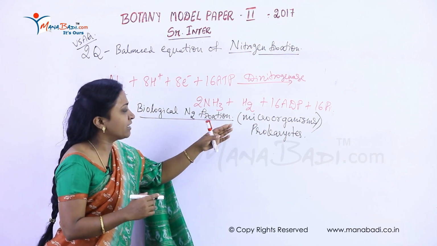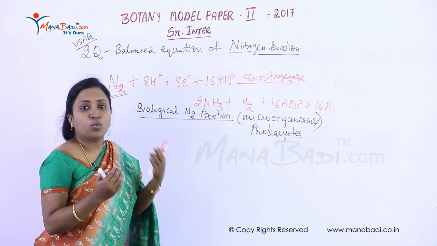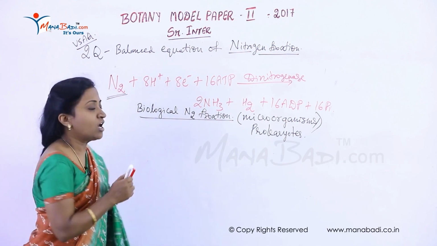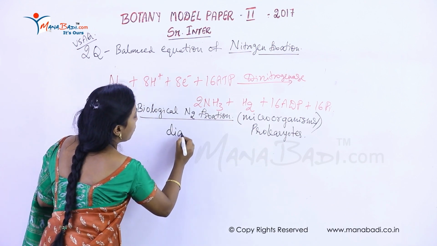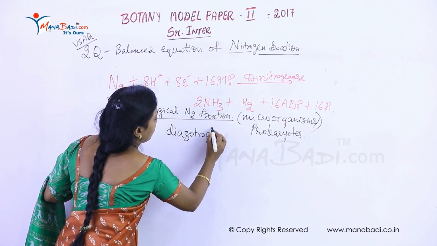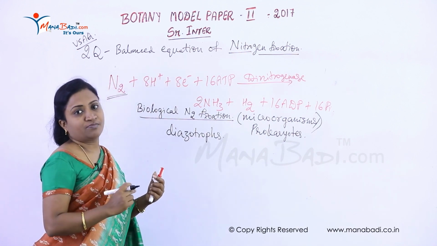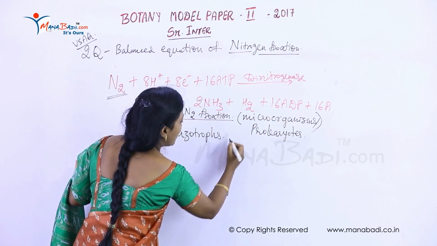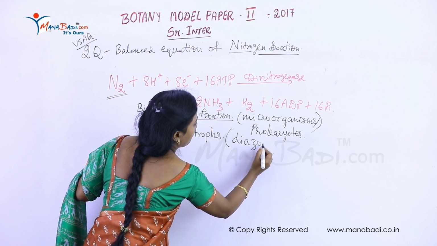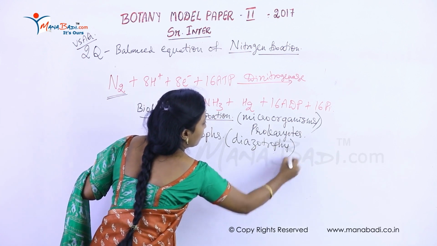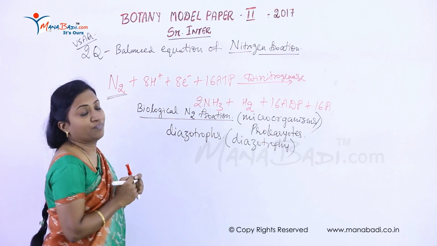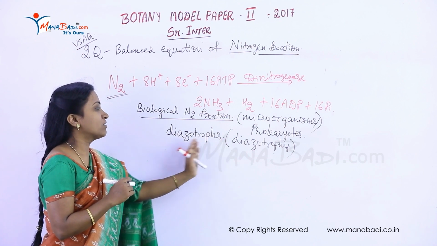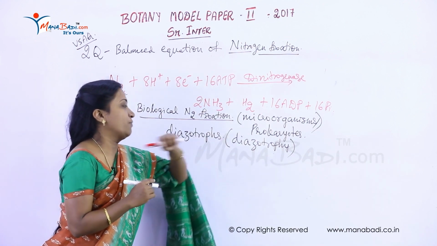The microorganisms which fix atmospheric nitrogen into ammonia are called diazotrophs. This process can also be called diazotrophy. So these microorganisms are called diazotrophs, and the process can also be called diazotrophy.